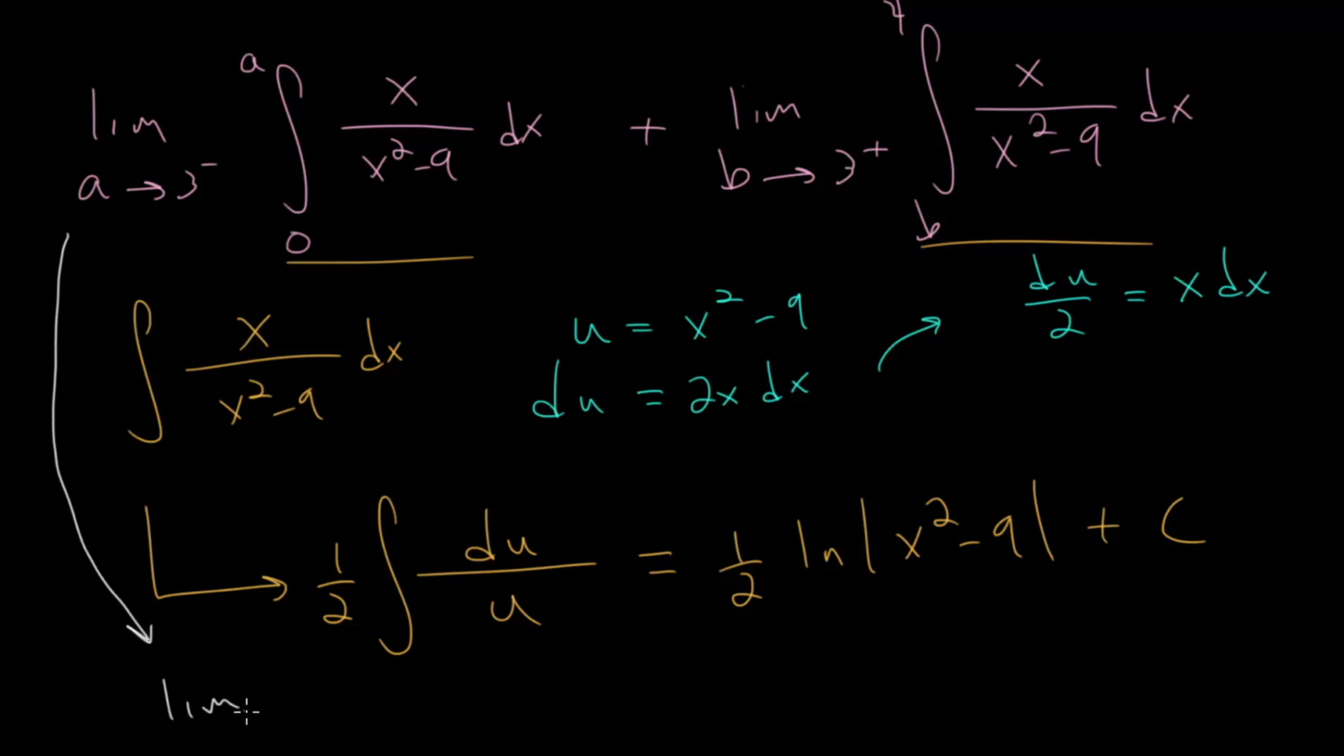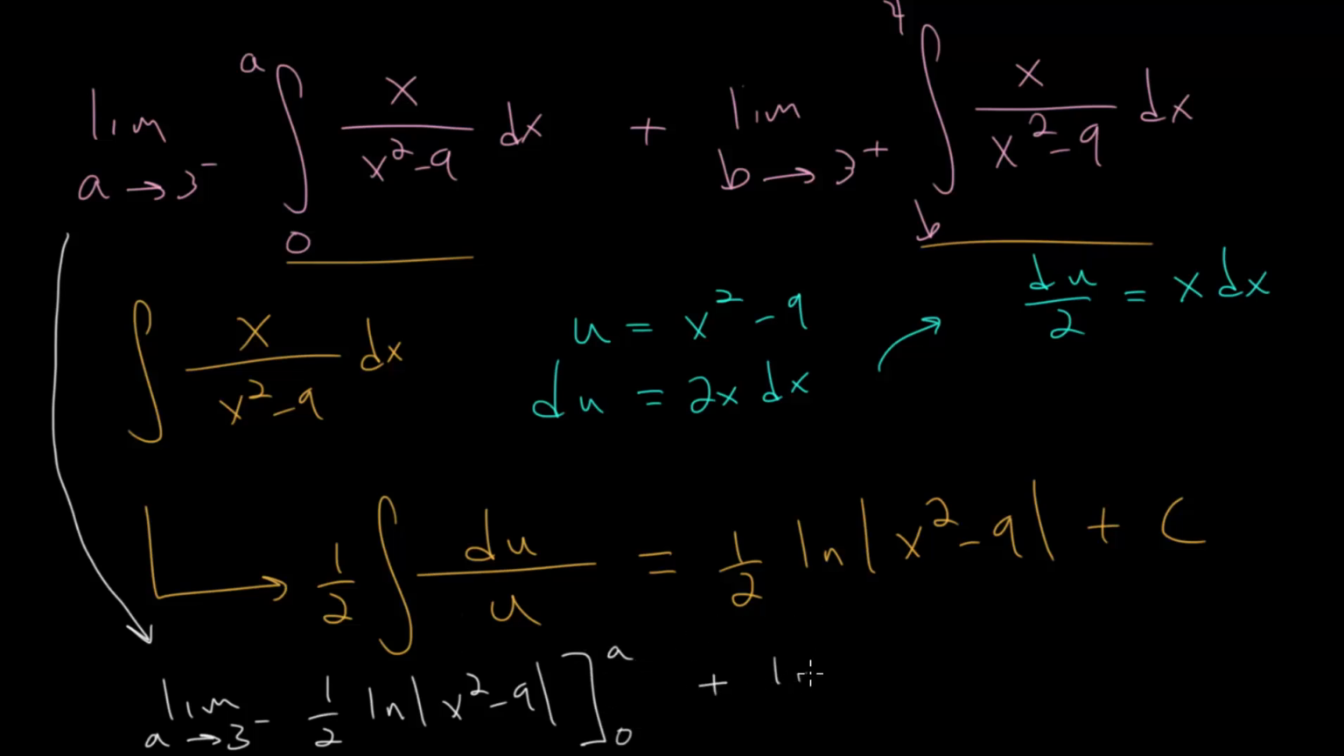So we have the limit as a approaches 3 from the left-hand side, and we know this integral evaluates to this expression here. We have 1/2 multiplied by the natural log, let me rewrite that, of the absolute value of x squared minus 9. And we will be evaluating this between bounds of 0 and a.